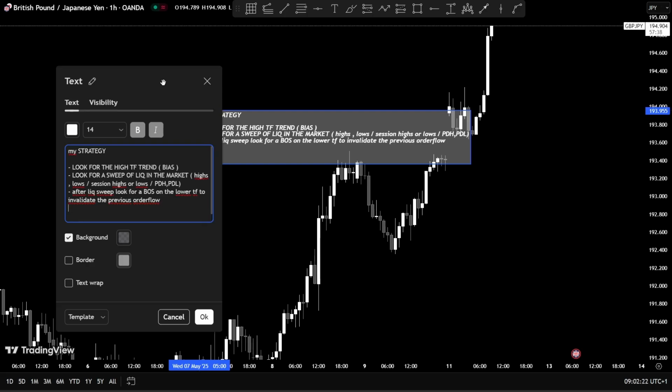So the next thing is look for a retracement into the continuation confluences on the lower time frame, and most of the time I use this section, the retracement into the continuation confluences, on the 15-minute. So let me type that for you.